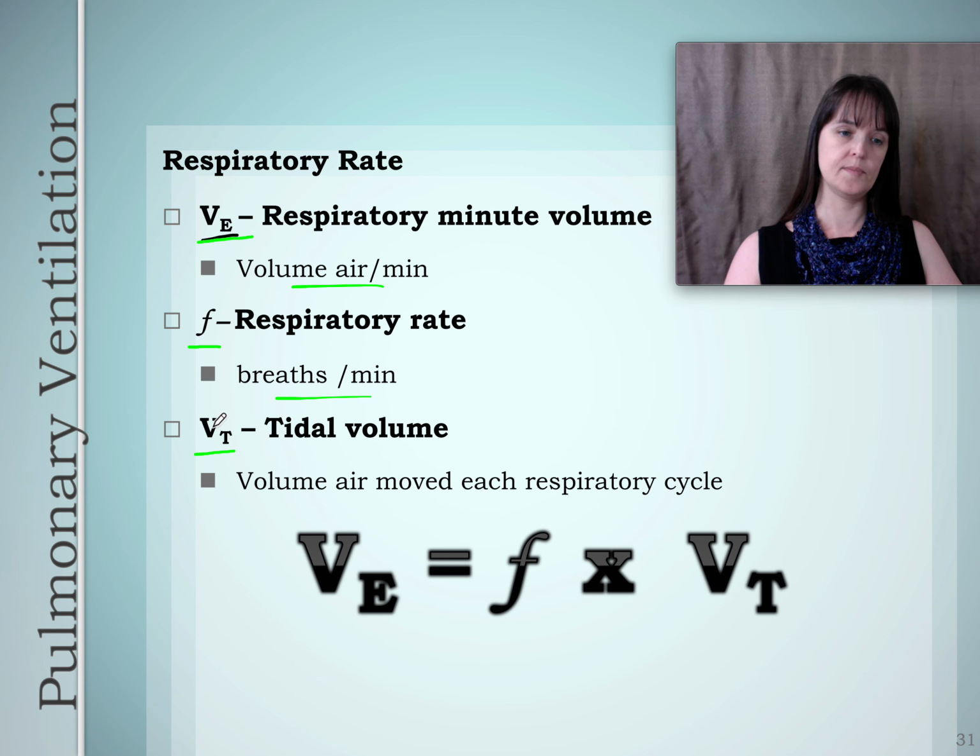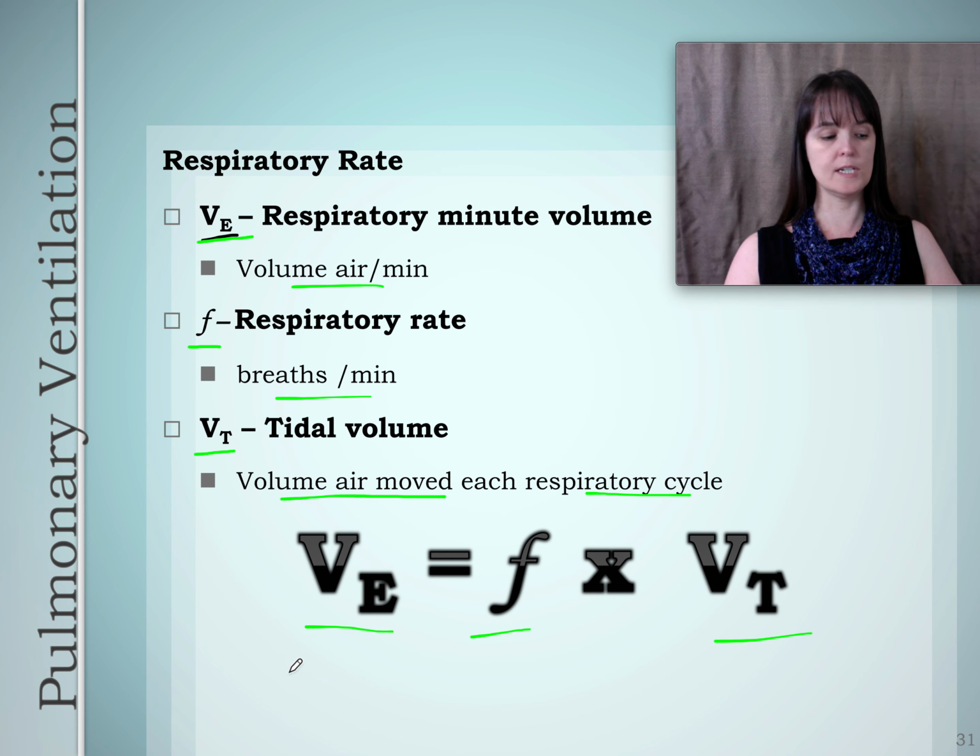This is tidal volume. So big V, subscript capital T. And that's the amount of air moved with each breath. So the formula is VE equals F times VT. So the respiratory minute volume equals the respiratory rate times the tidal volume. So if you increase either of these, you will increase the respiratory minute volume. If you decrease either the respiratory rate or the tidal volume, you will decrease the respiratory minute volume. Which makes sense.